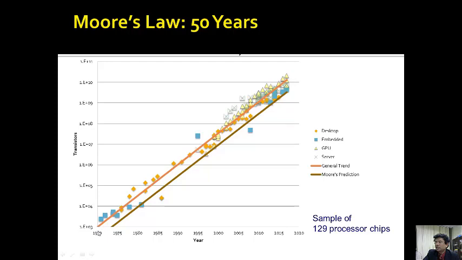So if you look at the x-axis shows the year and y-axis shows the number of transistors. So this is kind of a semi-log plot. So that's why the graph becomes linear in this picture.